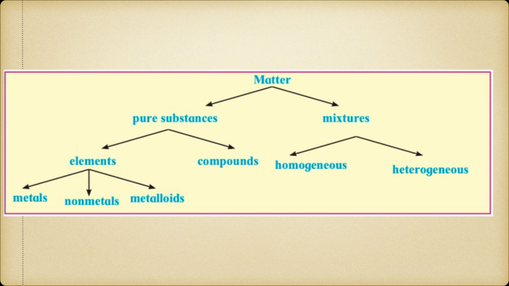So here is the classification of matter. Matter is broadly classified as pure substances and mixtures. Pure substances are again classified as elements and compounds. Over there, elements are again classified as metals, non-metals, and metalloids. And when we talk about mixtures, mixtures are classified as homogeneous mixture and heterogeneous mixture. We will be seeing each one in detail.